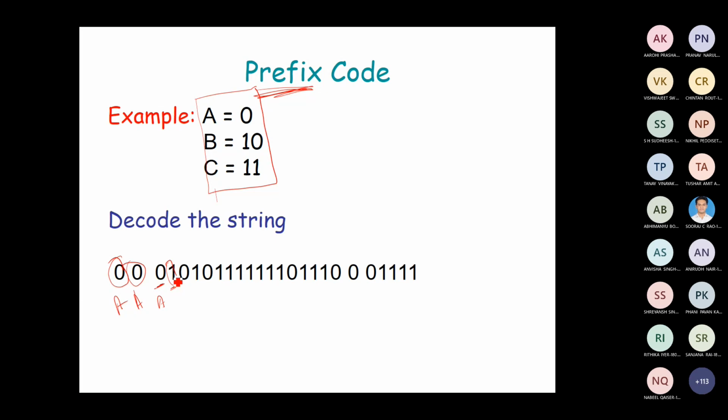Similarly, I am going to retrieve the fourth bit, that is nothing but 1. There is no symbol with the code 1. So what I am supposed to do is read one more bit. Now I am going to compare these two bits with the table which I already created. So 1 0 matches with B. Now this is decoded as a B.